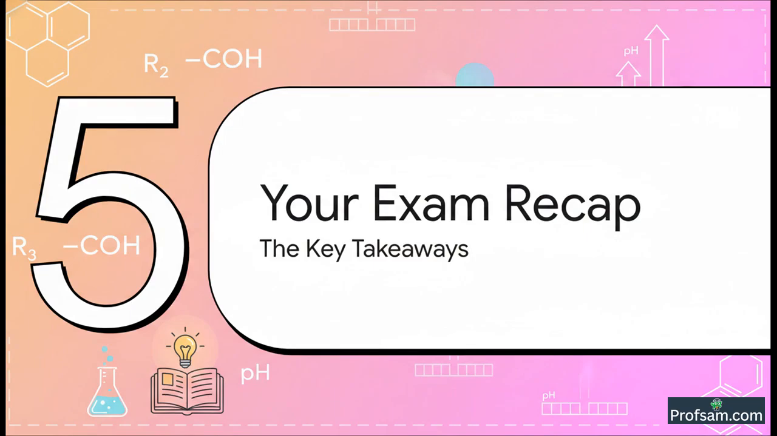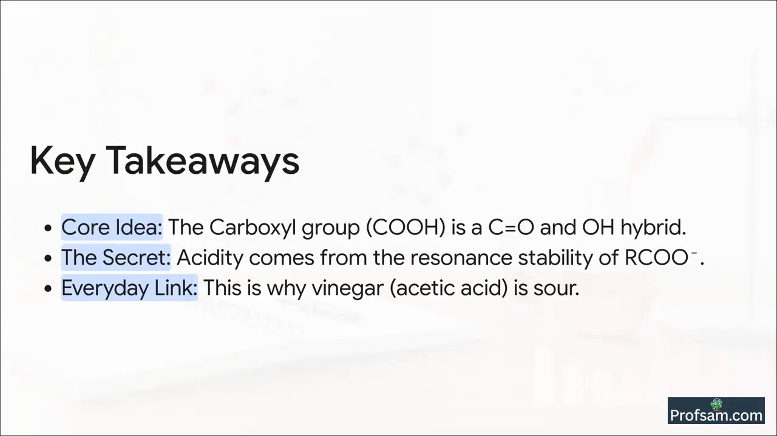All right, let's quickly recap everything we've learned. If you can remember these next few points, you will have a very solid understanding of this topic for your exams. First, the core idea. A carboxyl group is simply a hybrid, a mixture of a carbonyl and a hydroxyl group on the same carbon. Second, the secret to its acidity. It all comes down to the resonance stability of the carboxylate ion that is formed. Just remember our splitting couple analogy, where sharing the responsibility brings stability.